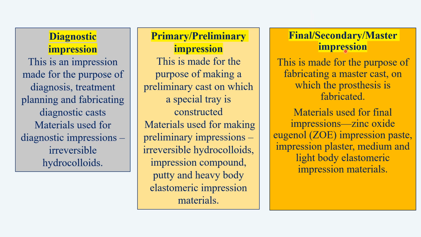Then coming to the final, secondary or master impression, this means we fabricate a master cast. For that purpose we take a secondary impression. With the primary impression, we pour a cast, and from that we fabricate a special tray or custom tray with which we take the final or secondary impression. Here we mainly use metal oxides like zinc oxide eugenol impression paste, and impression plaster can be used. Medium and light body elastomeric impression materials can also be used. These are based on the purpose of impression taking.